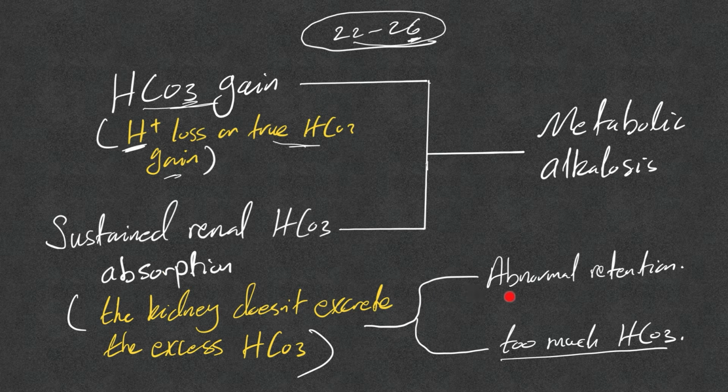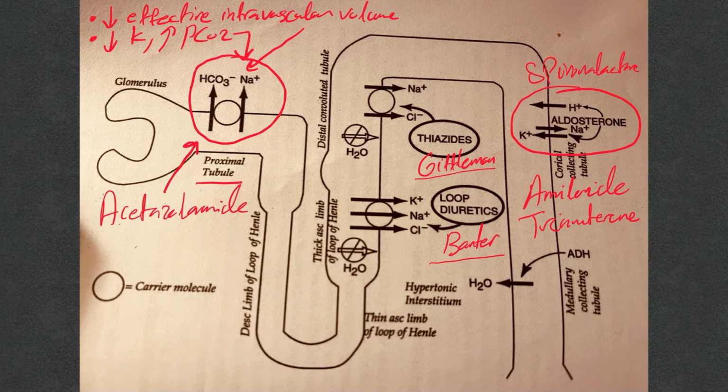Plus sustain, meaning the kidney is not excreting this excess bicarb in the urine. This is either because of abnormal retention, where the kidney abnormally retains the bicarb instead of excreting it, or there is too much bicarb load, where the kidney is still excreting the bicarb, but there is still excess bicarb in the serum despite that. This is a very important picture that you must know if you want to excel in nephrology. But I want you to focus here, on the pump here.